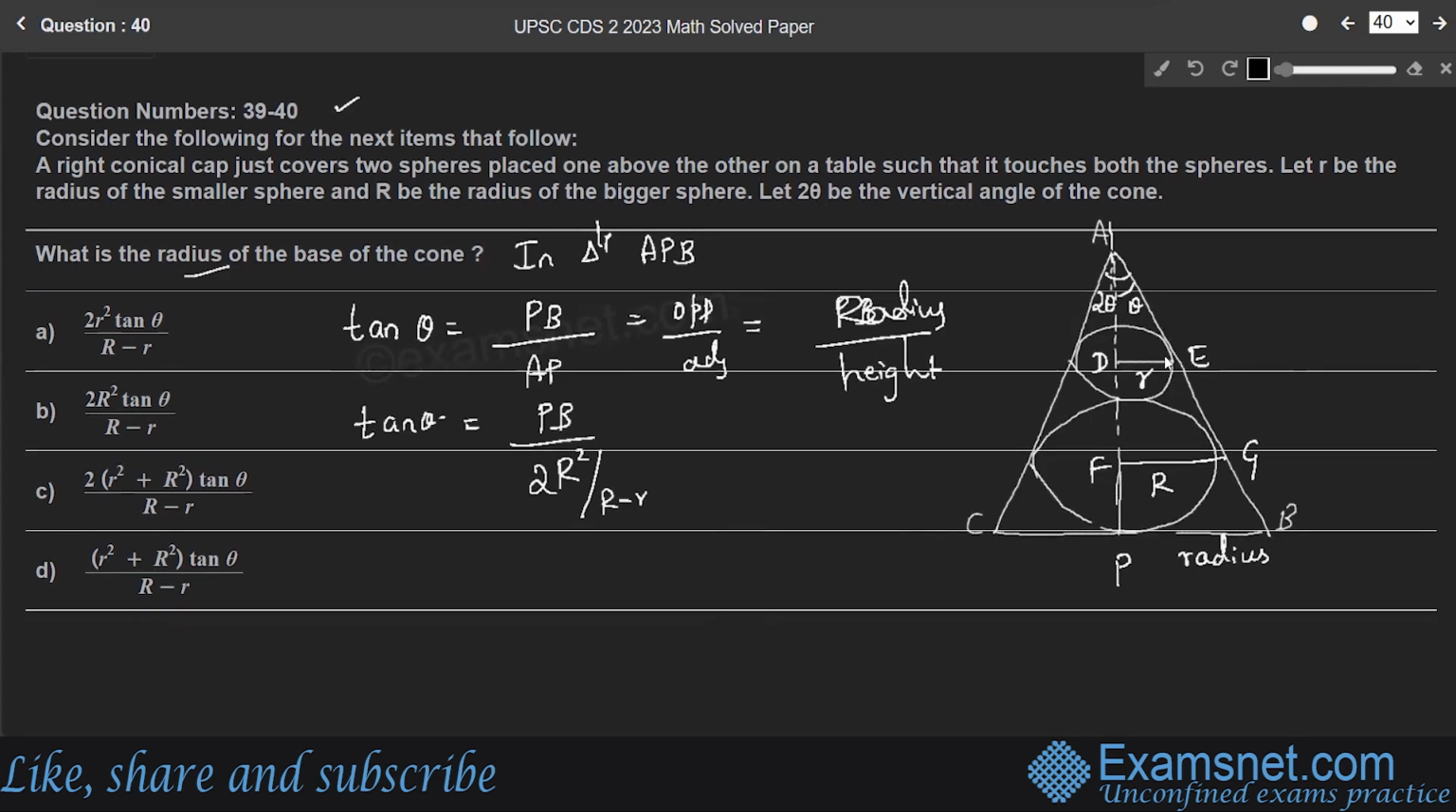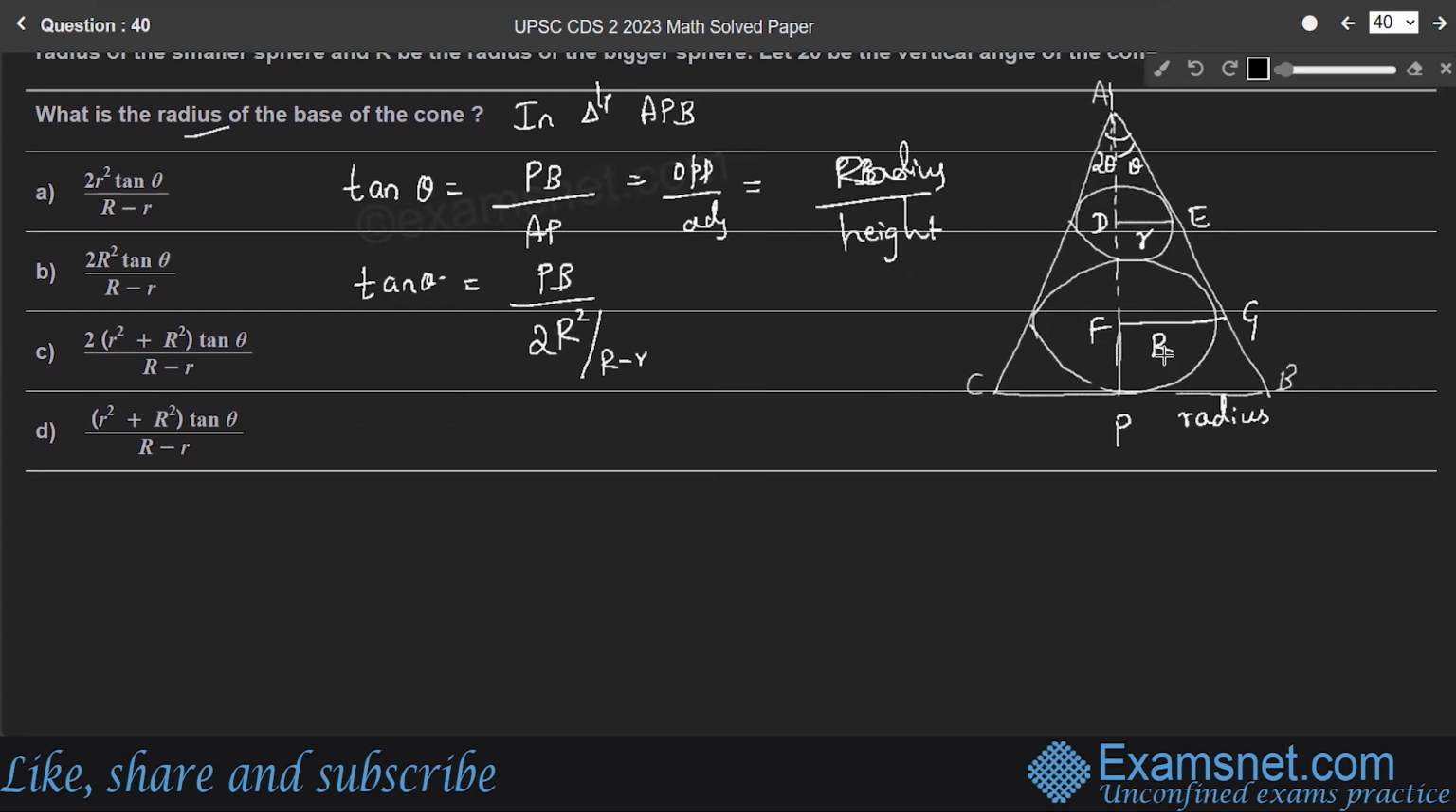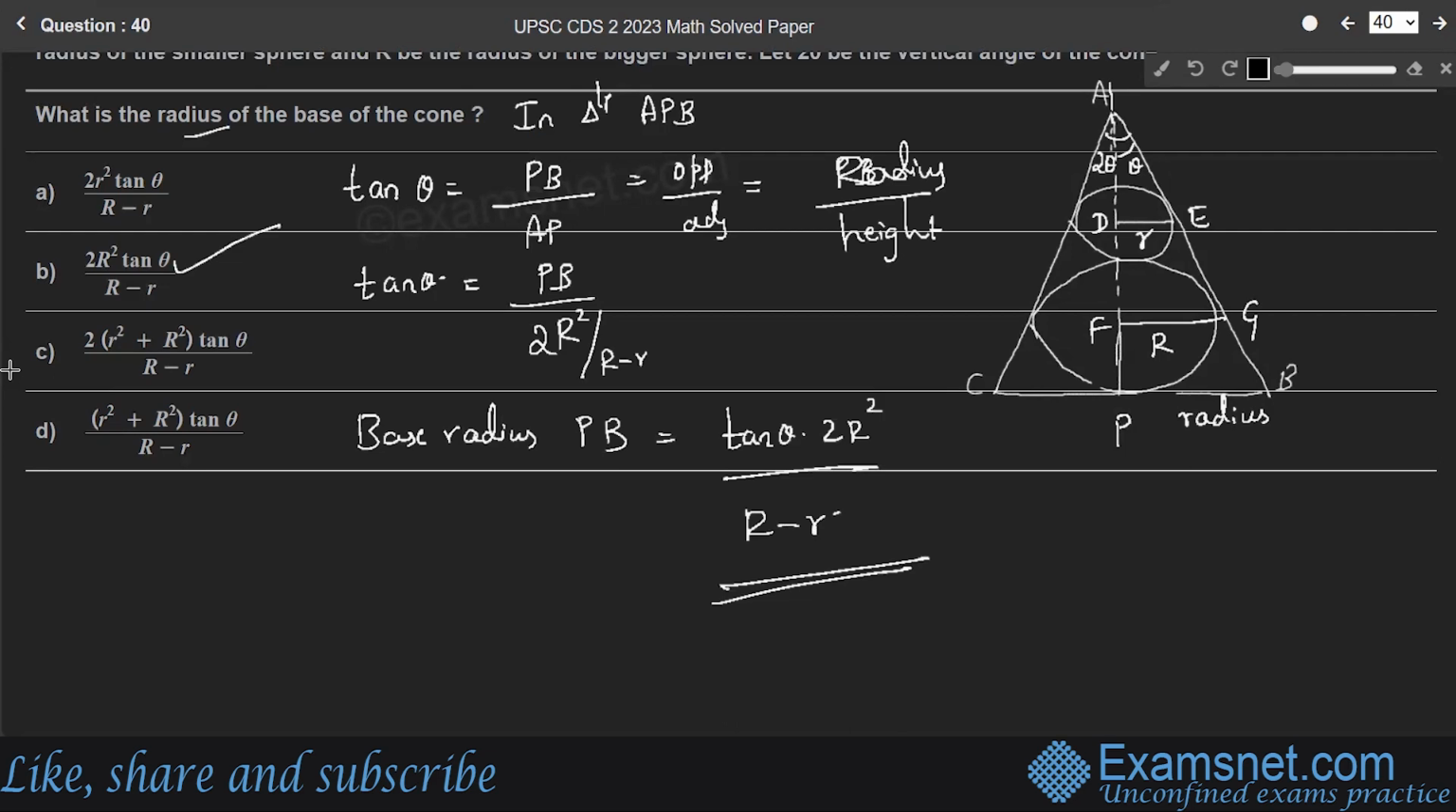Therefore, here we need PB, that is the base radius. Radius PB is equal to tan theta into 2R square by R minus r, right? This becomes the base radius of the cone. So 2R square tan theta by R minus r, option B is the right answer.